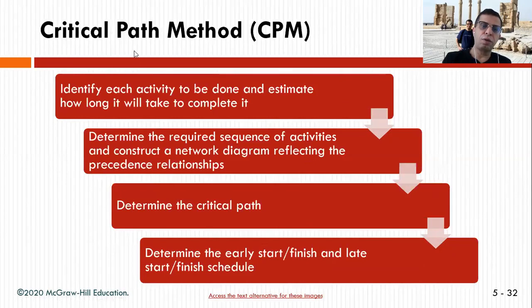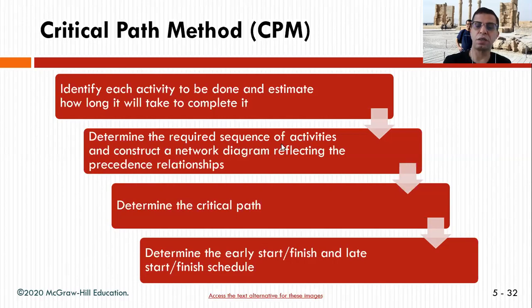Now, the critical path method, or CPM, is used to identify each activity to be done and estimate how long it will take to complete. As we said, there's a 1-week work and there is a 2-month work. And you could look very good if I'm asking you about 1 week of work, but if I'm asking you about 1 month of work, you might be 2 weeks behind.